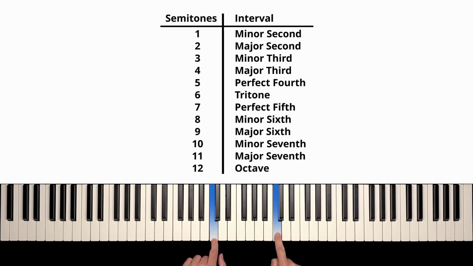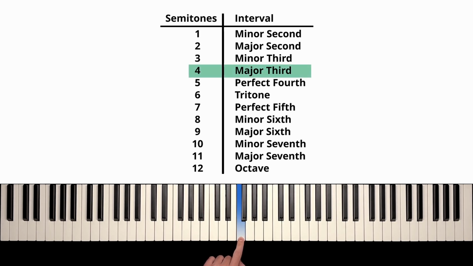With this information, we can figure out any interval from any starting point. For example, if we want to find a major 3rd above F, we simply count 4 semitones and land on A. If we want a perfect 4th above F, we need to go one semitone further, which takes us to A sharp or B flat.